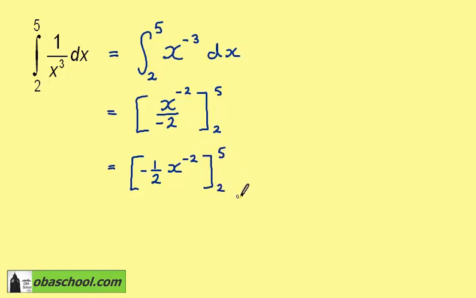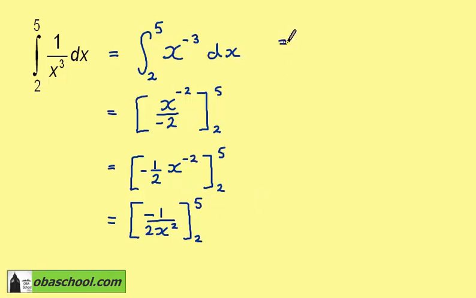And of course we could now substitute the numbers in and use our calculator, or we could simplify the expression further. X to the minus 2 is 1 over x squared, so we have minus 1 over 2x squared from 2 to 5.